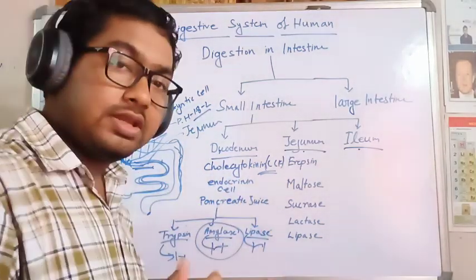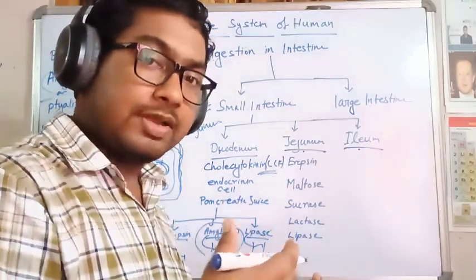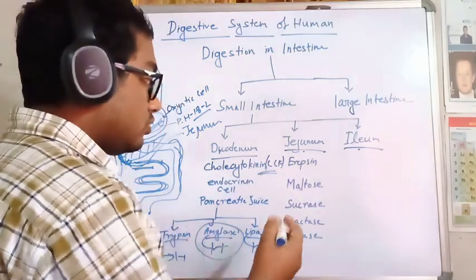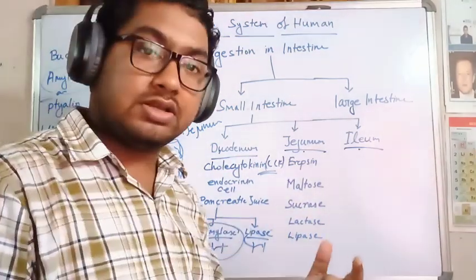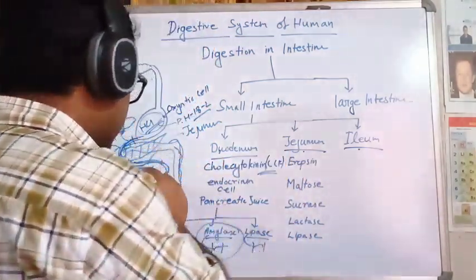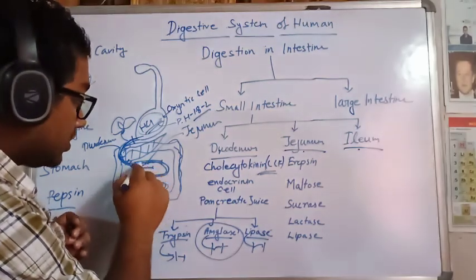Here in the jejunum, the digestive process almost ends and absorption starts. In the jejunum, some enzymes are secreted from the wall of the jejunum, or the small intestine's walls.